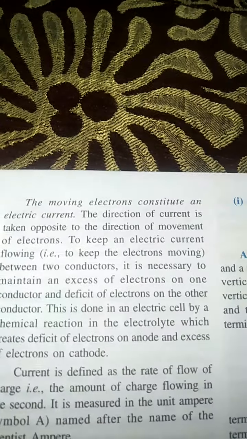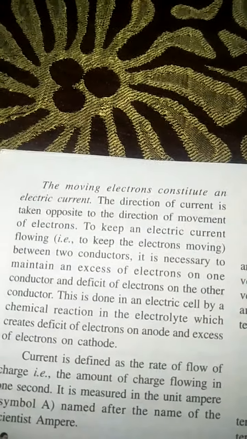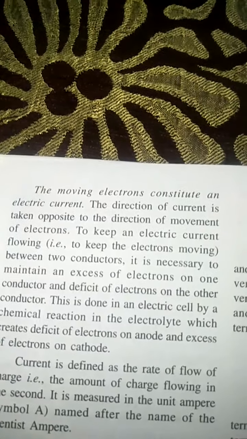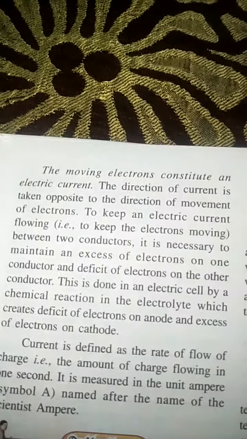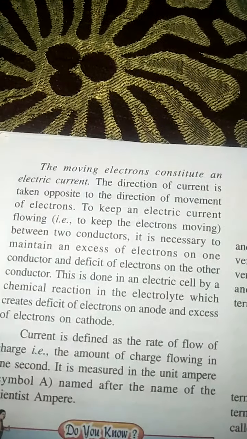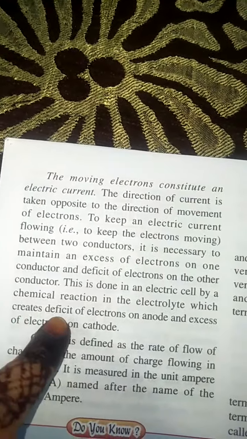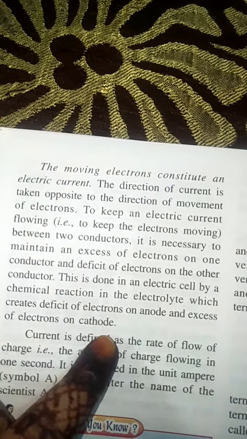Now this is done in an electric cell by a chemical reaction in the electrolyte. Now all these things you will study in your higher classes also, but for now you just know this much. Okay class. The electrolyte creates a deficit of electrons on the anode and excess of electrons on the cathode.